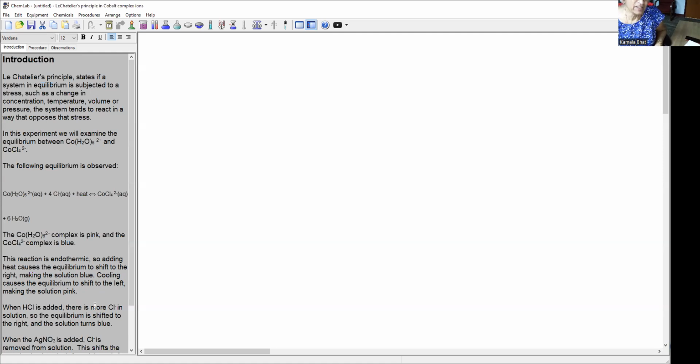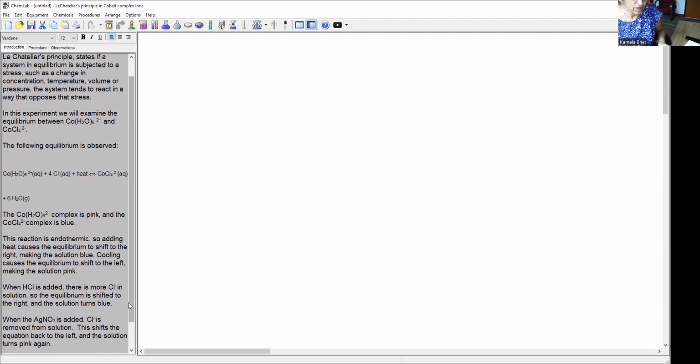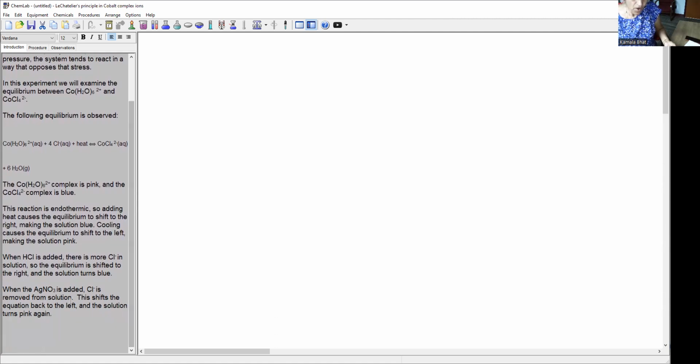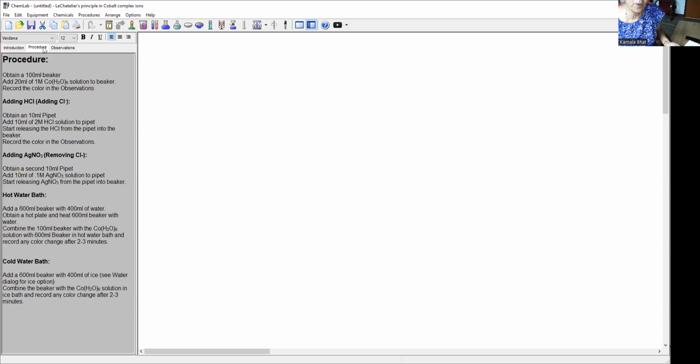When HCl is added, there is more Cl-, and therefore the equilibrium will shift to the right, and the solution turns blue. When silver nitrate, a neutral compound, is added, the silver ion and the nitrate ion are added, and the chloride is removed from the solution as AgCl, which shifts the equilibrium back to the left, and the solution turns pink again. And so you just have to perform these experiments following the procedure and observe exactly what happens.